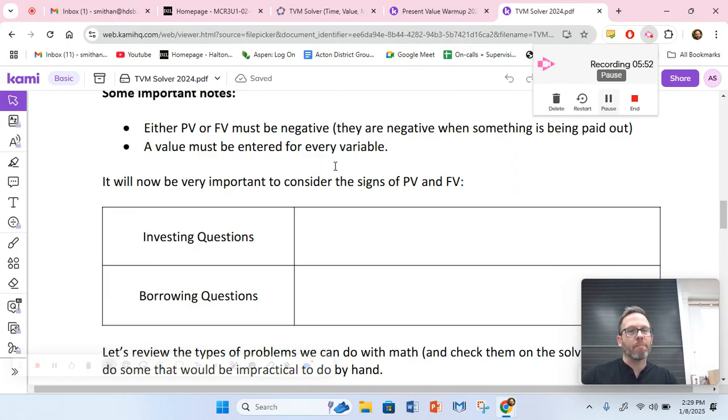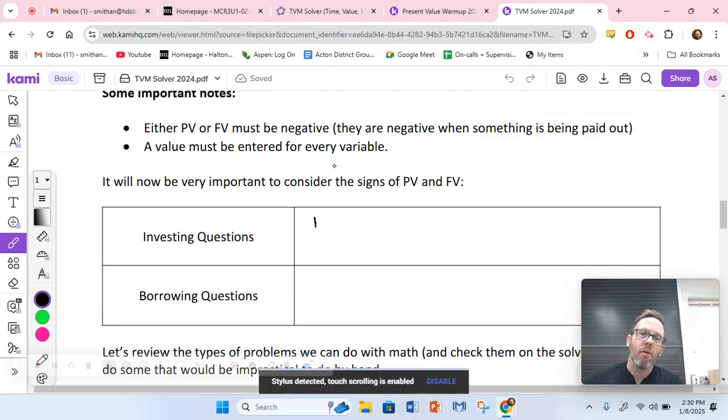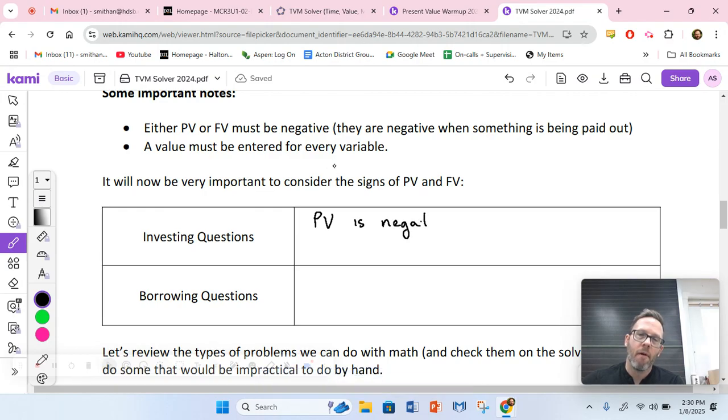So very quickly, if you're doing an investing problem, would you agree when you invest money, you've got to actually just give that money away initially? You've got to put it in the bank, you've got to put it in the stock market, you lose that money initially, right? So when we're doing investing questions, PV is negative because you're going to be giving away that money. But then in the future, you get that money back. You get your investment back with interest. The future value, because you're gaining that money back, is positive.